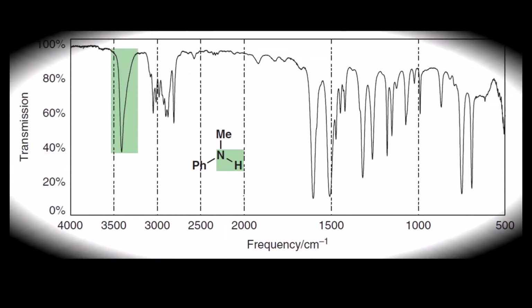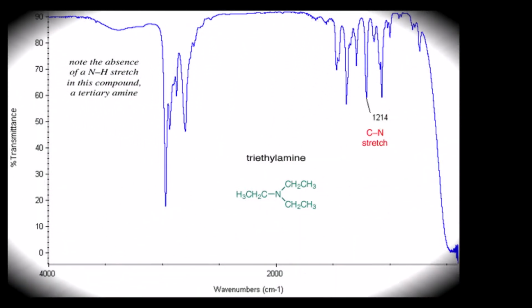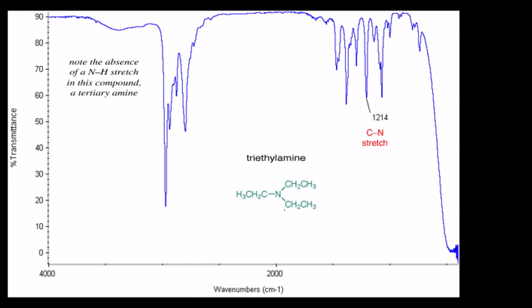Now let us see secondary amine. In a secondary amine, there is only one NH bond and a sharp peak at around 3300. And this is tertiary amine. Around 3300 you can see there is no peak.